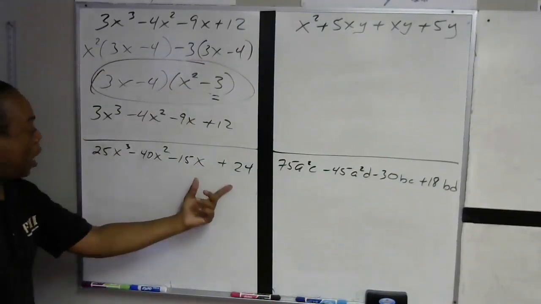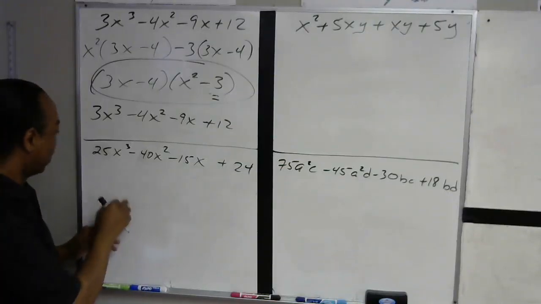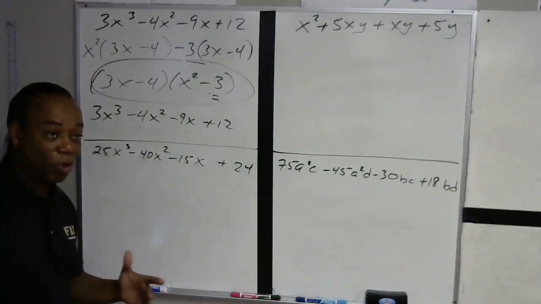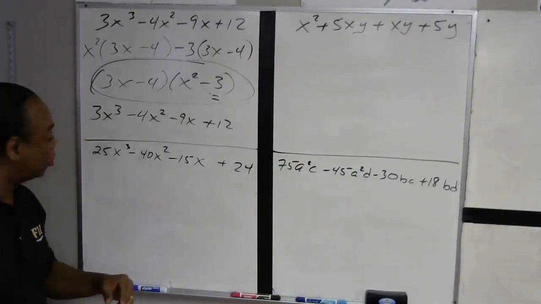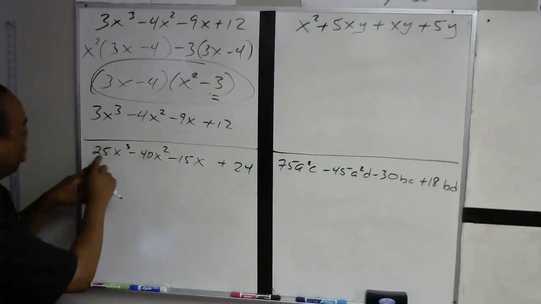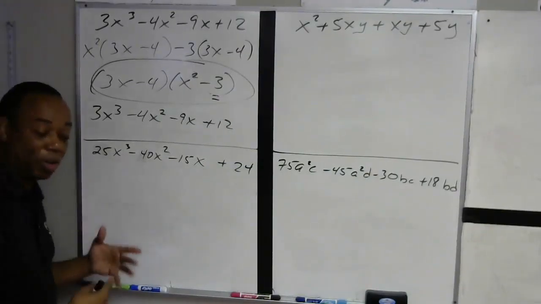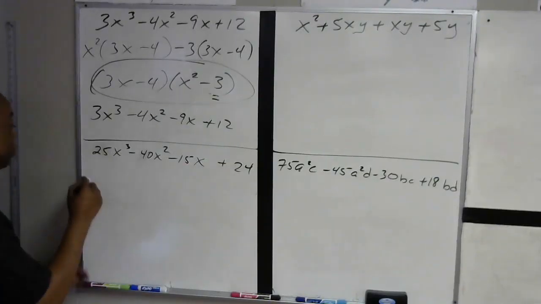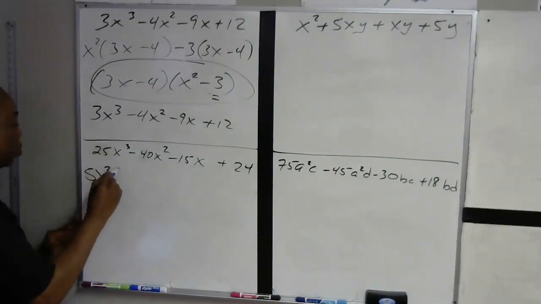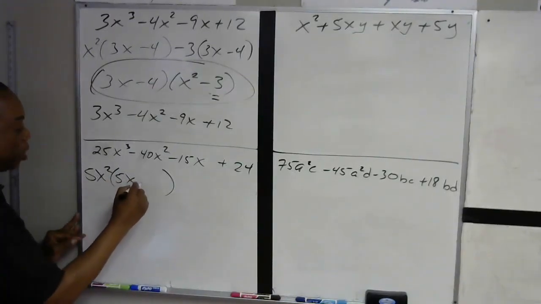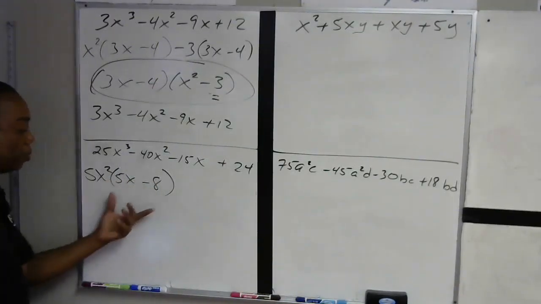All right, down here, 25, 40, 15, and 24. There is no greatest common factor there other than 1. So the greatest common factor for just these two right here, the 25 and the 40, that's all in the 5 times table. So I'm going to take out a 5x squared. That leaves behind a 5x and a minus 8.